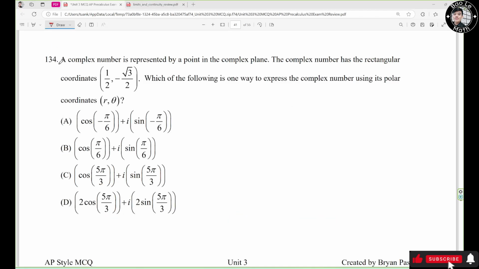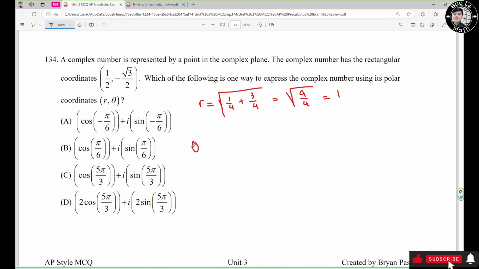Now question 134, similar to question 133, right? I need to calculate the radius. So the radius equals the square root of x squared plus y squared, which means 1 over 4 plus 3 over 4, right? So it's going to be the square root of 4 over 4. It's going to be 1, right?